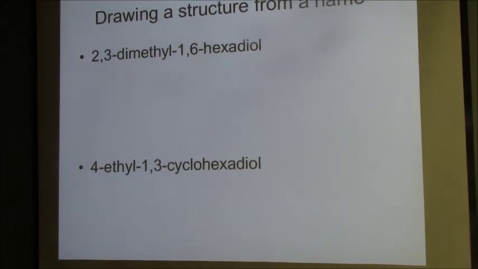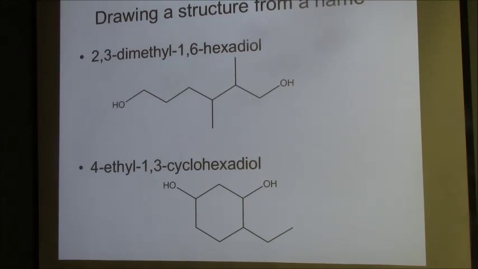So if I say 2,3-dimethyl-1,6-hexanediol, we're going to draw a 6-carbon chain, and then on carbons 1 and 6 we'll have OH groups, and on carbons 2 and 3 we'll have methyl groups. And then in a ring, 1,3-cyclohexanediol, we just arbitrarily chose carbon number 1 to be right here. So 1, 2, 3, 4. So 4-ethyl-1,3-cyclohexanediol.